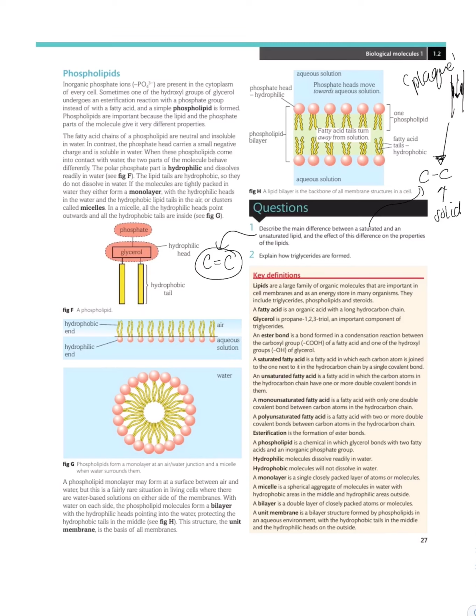Right, question number 2. Explain how triglycerides are formed. Okay, so we said that triglycerides are formed through a condensation reaction. Condensation reaction is what forms every single bond throughout the biology course. And it's between 1 glycerol and 3 fatty acids.